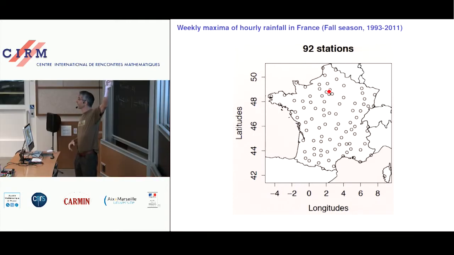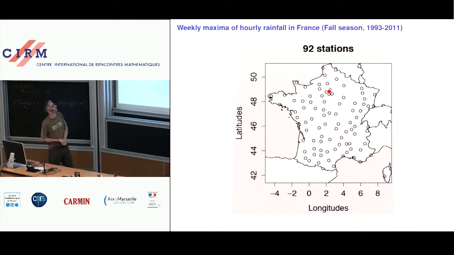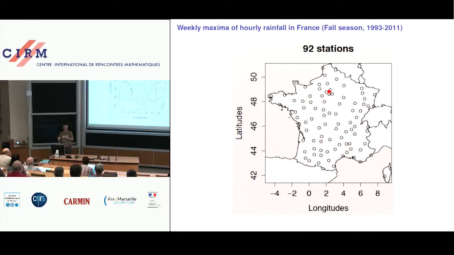I put a red dot there because it's my lab. So if you want to have more questions at the end, you can also come to Paris and we can talk. So here now we have a problem. Here we have 92 stations. That means the dimension of the problem is 92. So we move from d equals 1 to d equals 92, which is very big. I mean, at least for extreme value theory people, when d is large, usually it's d equals 2 or 3. Here we have 92.